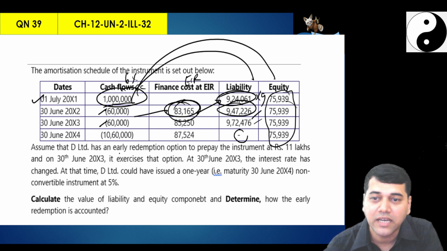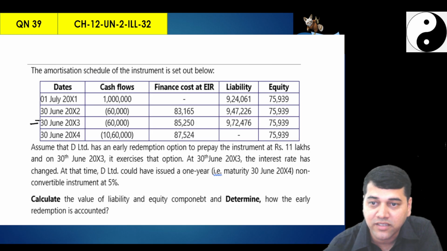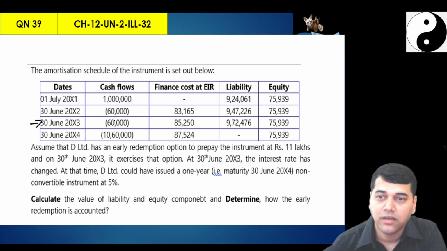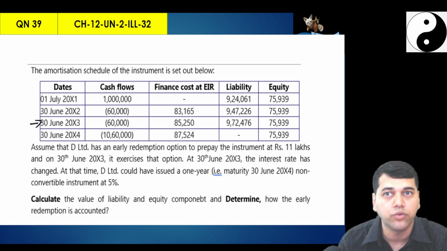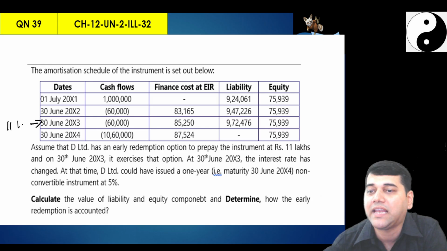Assume D has got an early redemption option to prepay 11 lakhs. When? On 30th of June at this time. So, when I have one more year left, because next year if I have to pay you, I have to pay you 10 lakh 60. But right now I have got an option to pay you 11 lakhs.